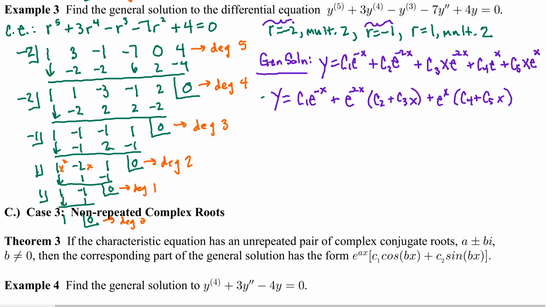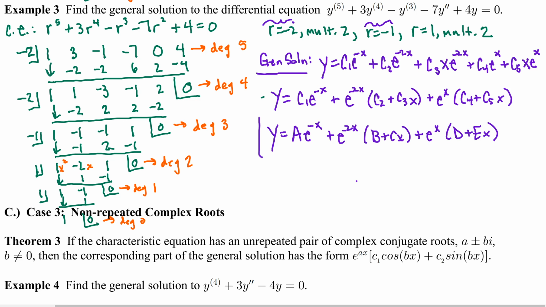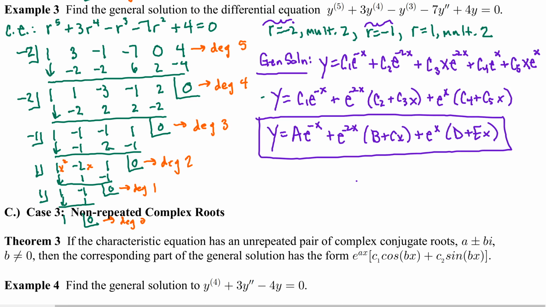This may feel a little bit like alphabet soup, especially with all of those subscripts. So another option is just to use constants a, b, c, d. It makes it just a little bit more readable. So we could call this a e to the -x plus e to the -2x times b plus cx plus e to the x times d plus ex. Any arbitrary constant will do. This one's probably the easiest one on the eyes.